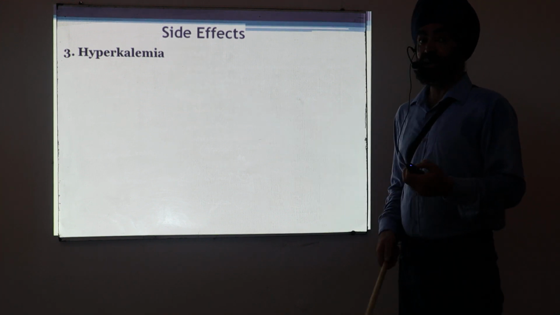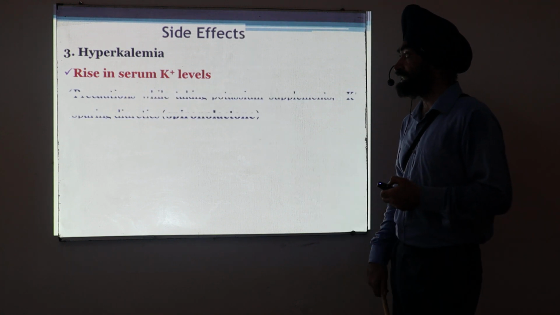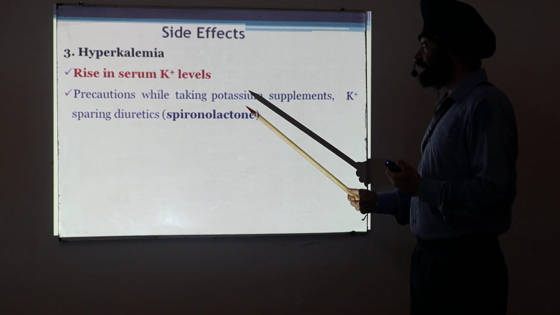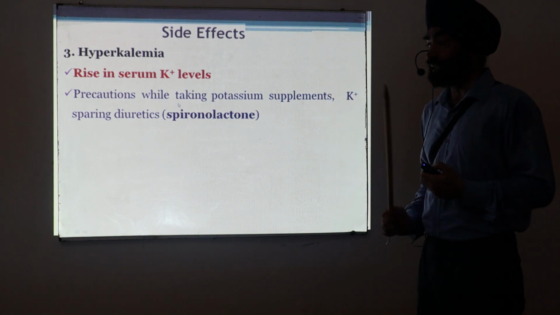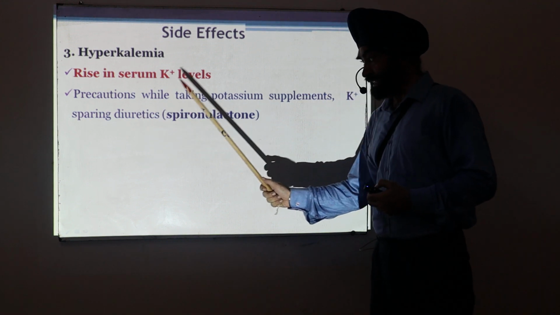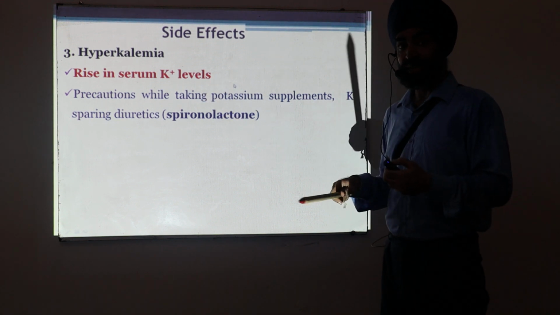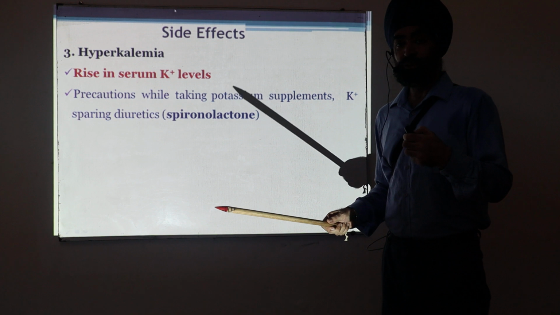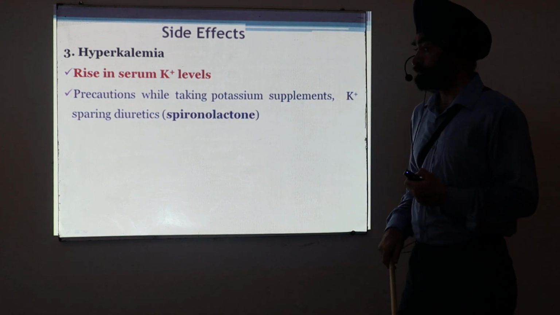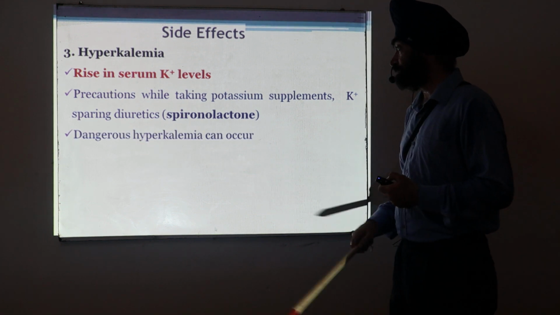Third, hyperkalemia, a rise in potassium, a very important side effect that you have to remember. They produce a rise in serum potassium level. So you have to take care that the person is not taking extra potassium supplements, or using potassium-sparing diuretics like spironolactone. If the person is taking both ACE inhibitors and spironolactone, then you have to monitor the serum potassium level and reduce the doses accordingly. Otherwise, dangerous hyperkalemia can take place.